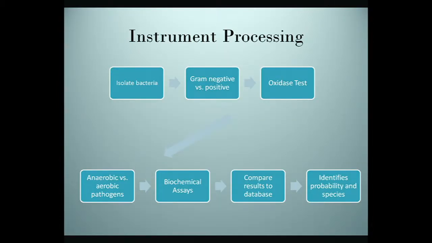This was our instrument processing. First, we had to isolate the bacteria for the system. We had to do a gram staining test to determine if it was negative or positive. We did an oxidase test to then again determine if it was negative or positive. The machine gave us biochemical assays, and we compared these results to the database. It identifies the probability and species.